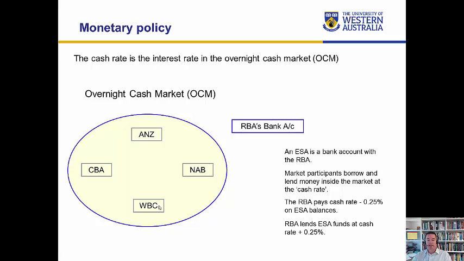But the transaction doesn't end there, because there needs to be an electronic transfer of money from the ANZ to Westpac. So what will happen at the end of this day is ANZ will take $1,000 out of its exchange settlement account, its ESA, and transfer it to the ESA of Westpac. And once that money has actually transferred from the ANZ to Westpac, that transaction is then complete.